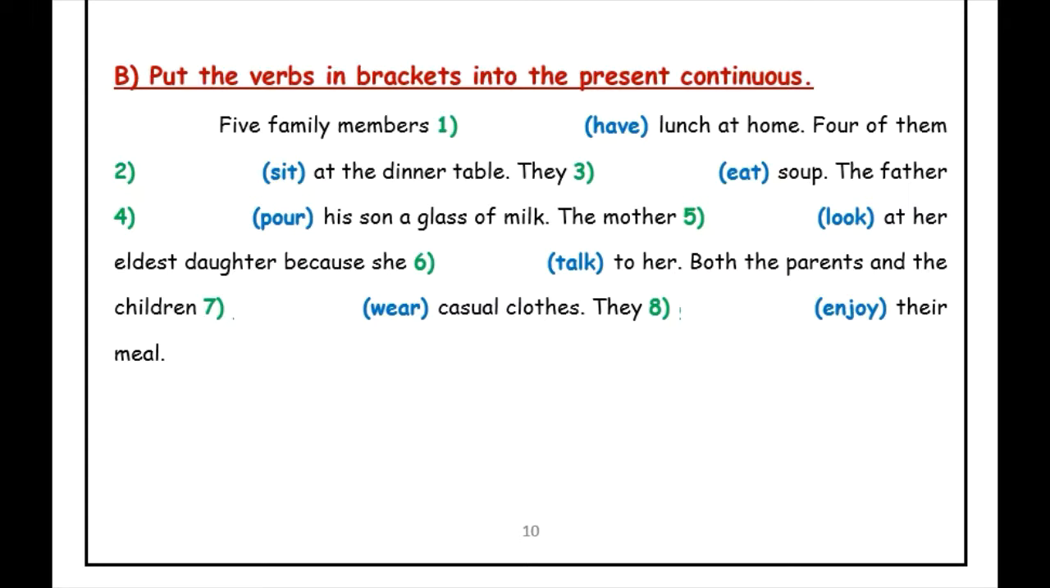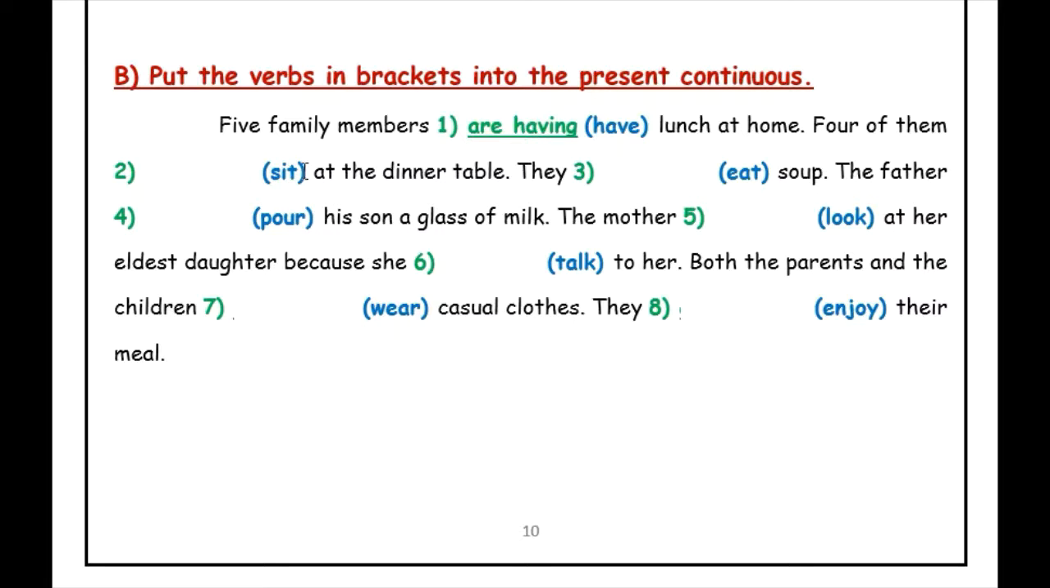Exercise B. Put the verbs in brackets into the present continuous. Before answering this exercise, you have to read the text carefully and then you can follow the answers along with me. Here we go. Are you ready? 5 family members have lunch at home. Okay, excellent. 5 family members are having lunch at home.